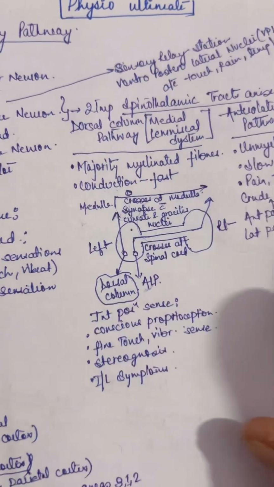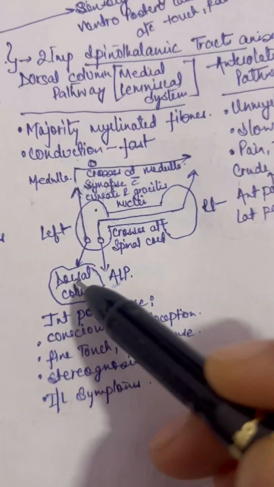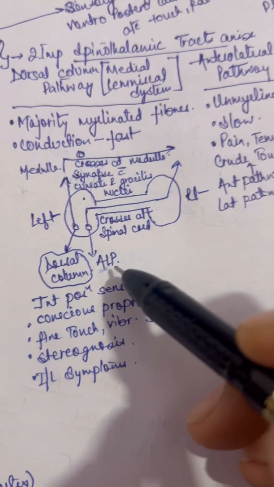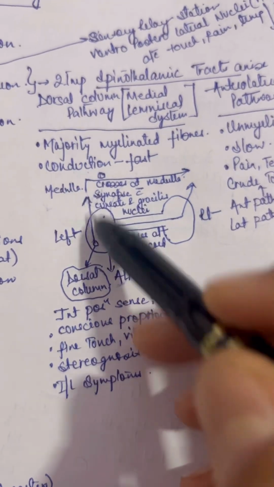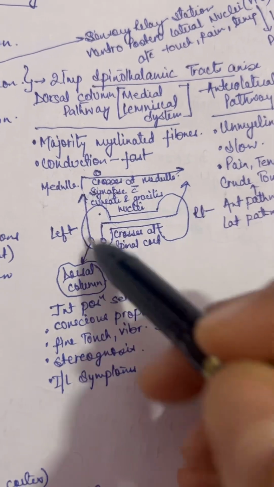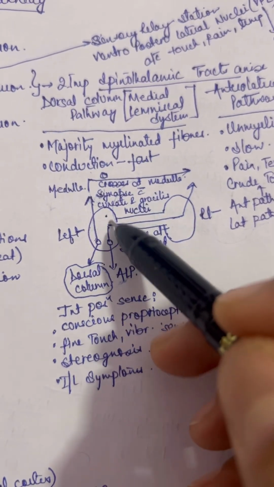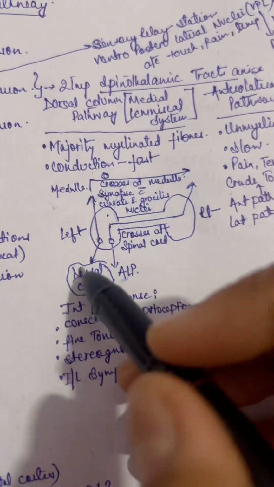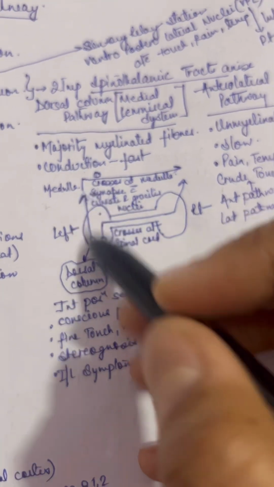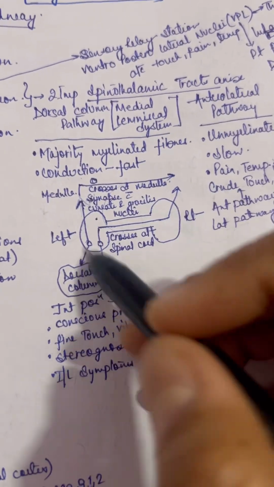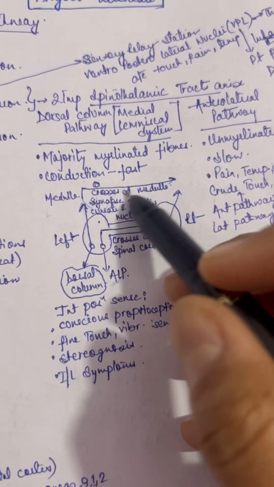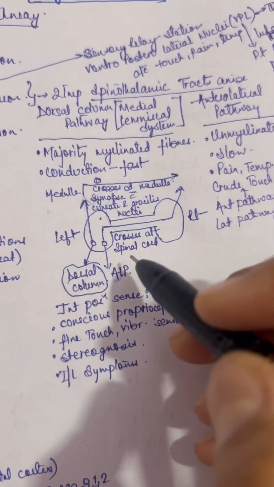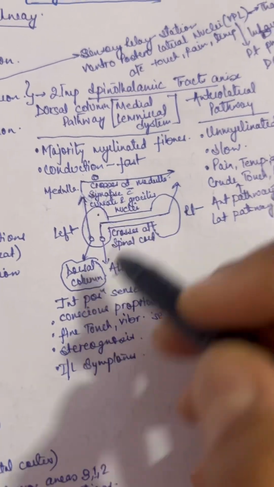From this diagram you can remember everything. This is the dorsal column, this is the anterolateral pathway. Dorsal column, obviously this will be fast, this will be slow. Here it is all myelinated. You know that in myelinated fibers conduction is fast, so this will be myelinated and fast, this is unmyelinated and slow. It crosses at the medulla and synapses with the cuneate and gracilis nuclei, this one. This one crosses at the spinal cord.